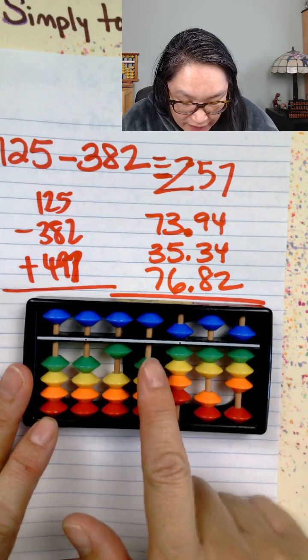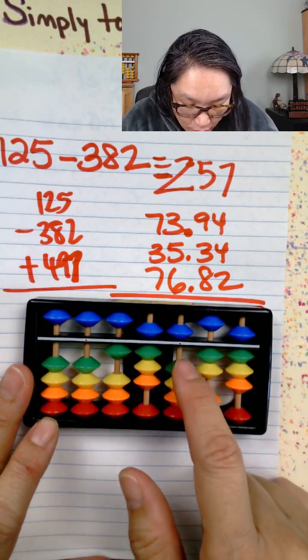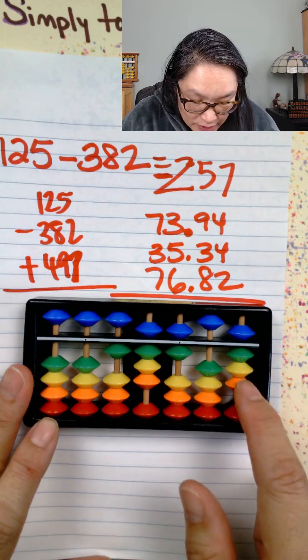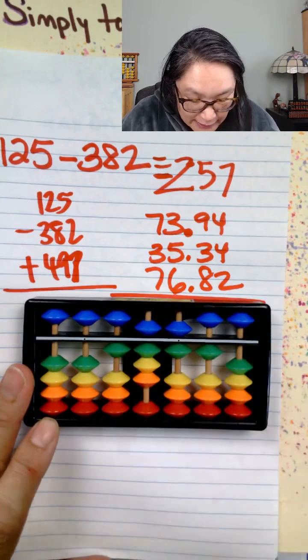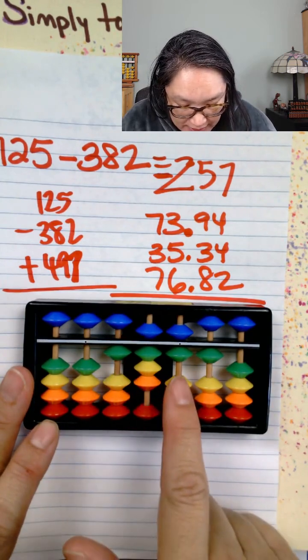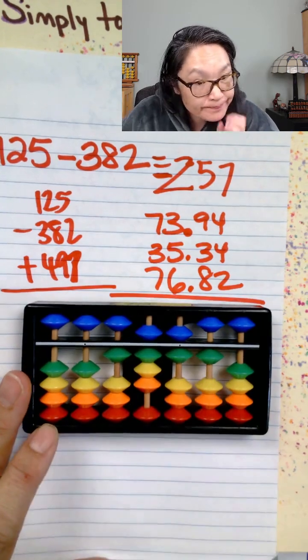76.82. So 70, and then plus 6, plus the 10 minus the 4, and then plus 8, plus the 10 minus the 2, and then plus 2 again, plus the 10 minus 8. So my answer is 186.1. That's what it would be.